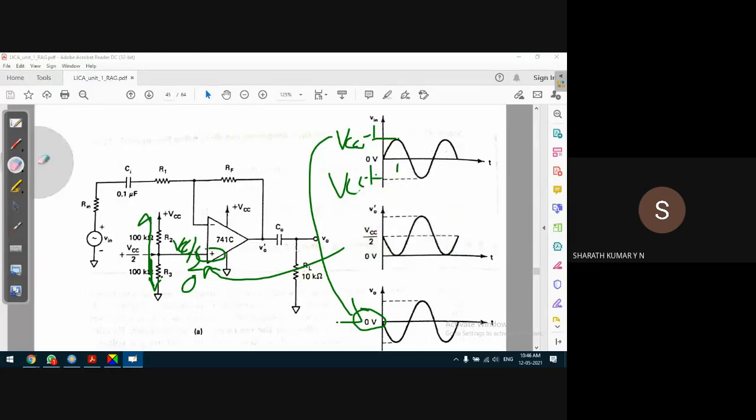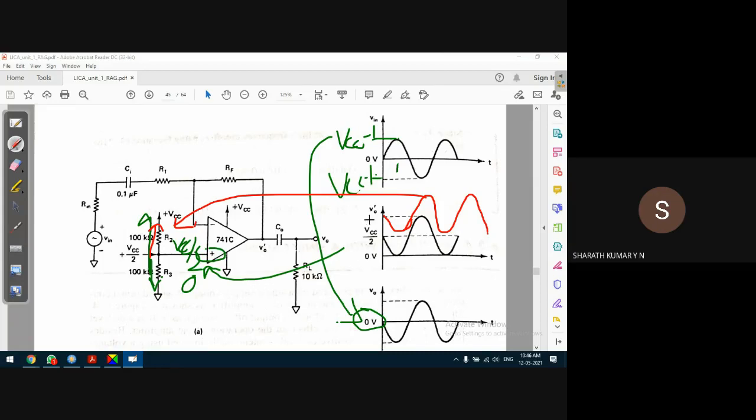If you write the diagram, it will be something like this. Sorry, let us write it more clearly. I'll change the color if possible. It will be something like this. If this point is moved towards VCC, this will be the output.